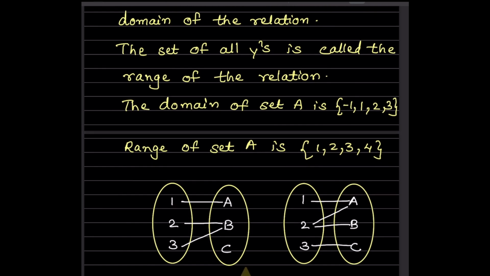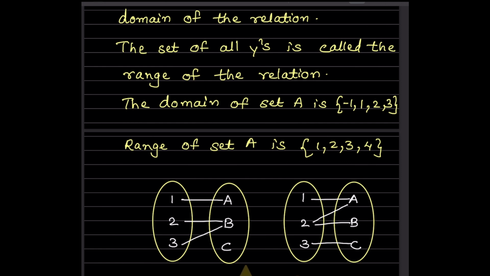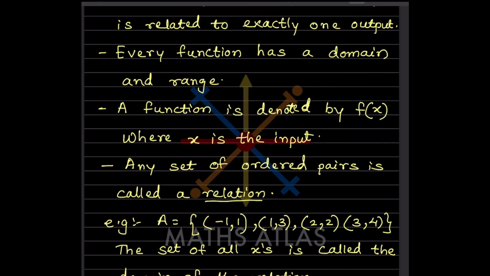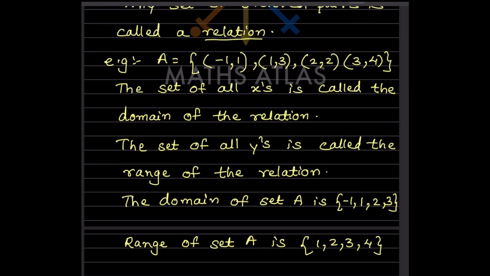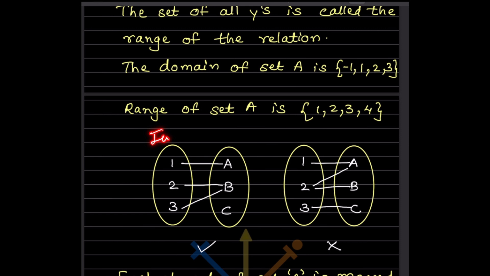Now see here, this is the example given for the function. As I told you, a function is a relationship where each input is related to exactly one output. Can you see, this is the input and this is the output. So you have to look at the input and not the output. This is exactly 1.